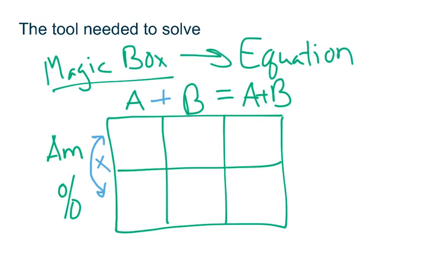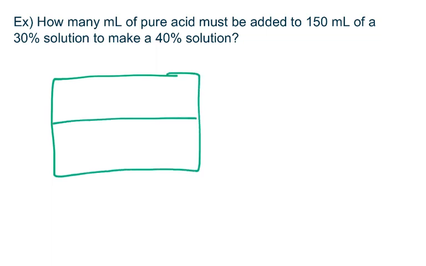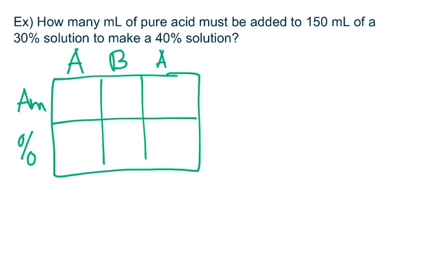Now let's take a look at a problem and see how this magic box can be applied. So first I'll make my magic box before I even read it. I have my amount, which is what AM stands for, and percentage, A, B, and then A plus B. All right, the equal sign there. Cool. How many milliliters of pure acid must be added to 150 milliliters of a 30% solution to make a 40% solution? So here's what we're going to do.